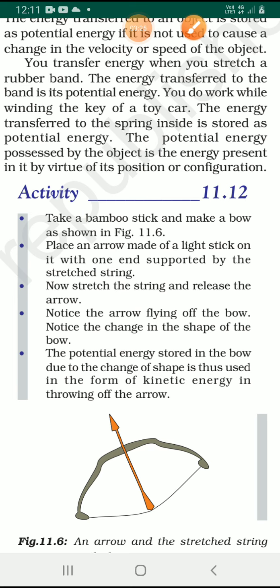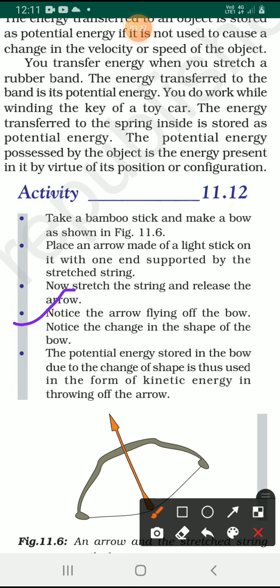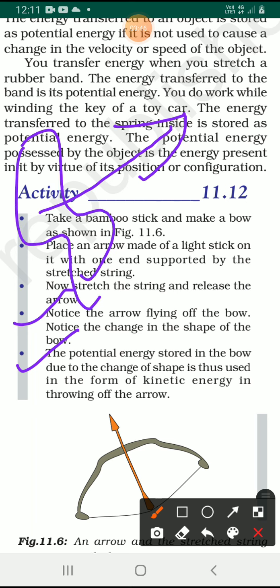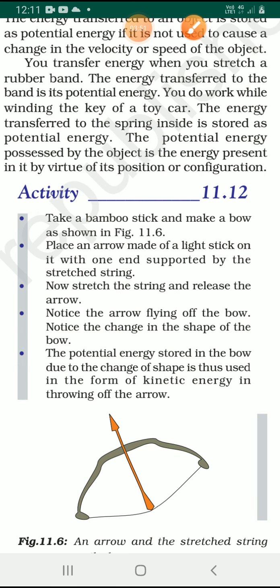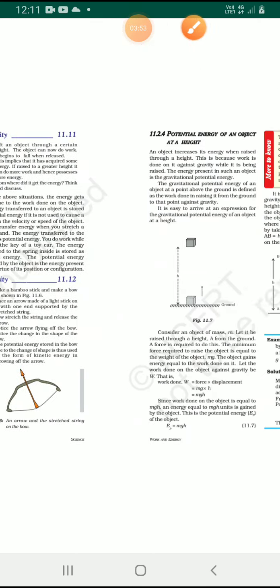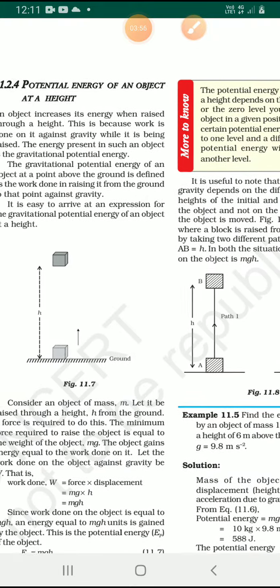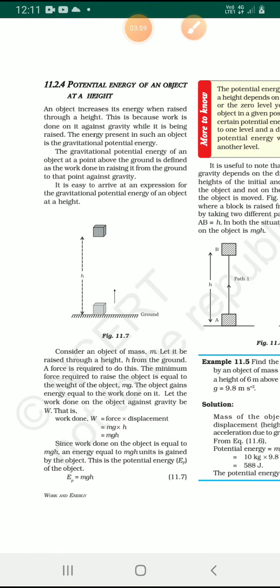Notice the arrow flying off the bow, and notice the change in the shape of the bow. The potential energy stored in the bow due to the change of shape is thus used in the form of kinetic energy by throwing the arrow. Kinetic energy by throwing the arrow means after releasing the arrow, it converts into kinetic energy. The arrow moves in the form of kinetic energy, right? And next we can see the potential energy of an object at a height.